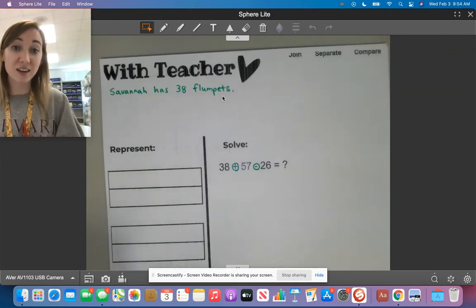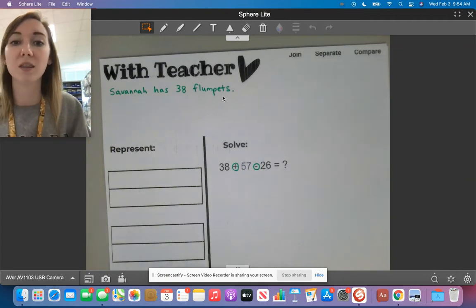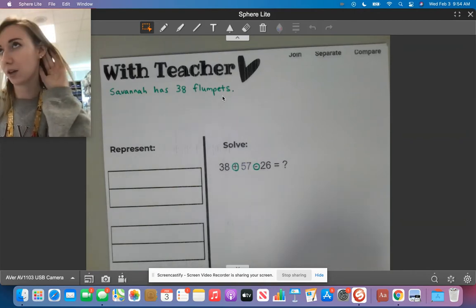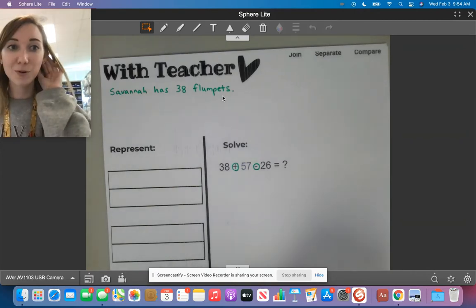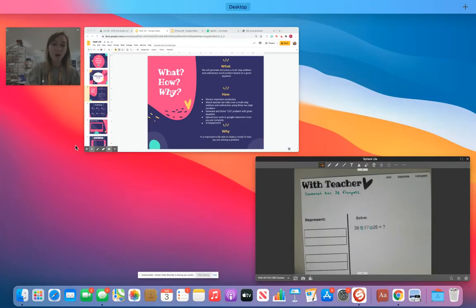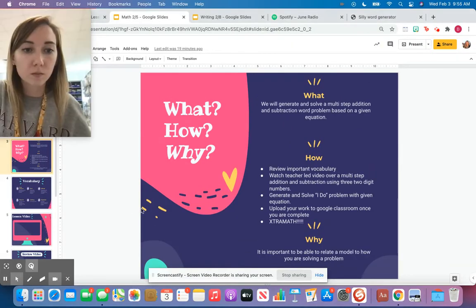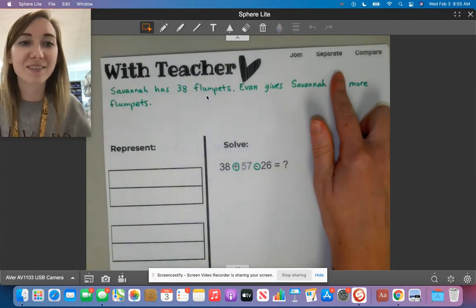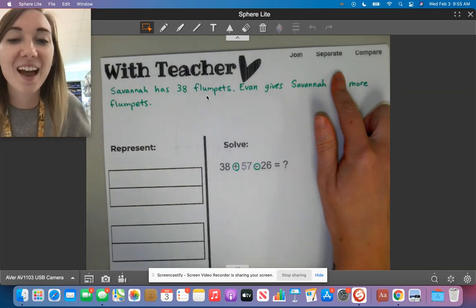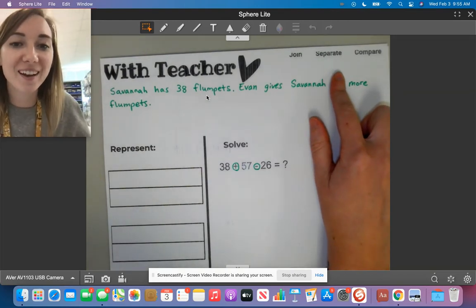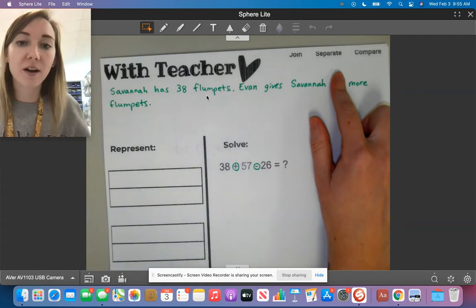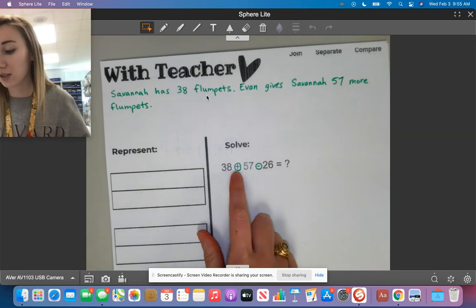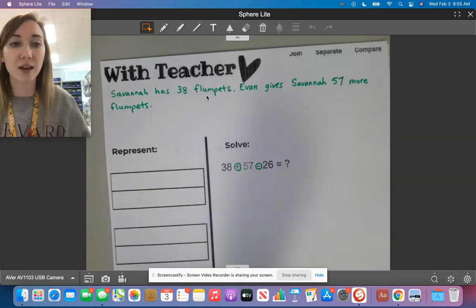I think that he can just give her some more flumpets, right? And maybe the ones from Evan have a color to them. What color could the flumpets from Evan be? What do y'all think? Ooh, I love y'all's ideas. I'm going to pause and write that. And I want to ask, how many flumpets does Evan give Savannah? I think you already saw it. That's okay. How many flumpets does Evan give Savannah? He gives her 57, which is why I wrote 57 there. So we have 38, and we just added 57 when Evan gave her more.